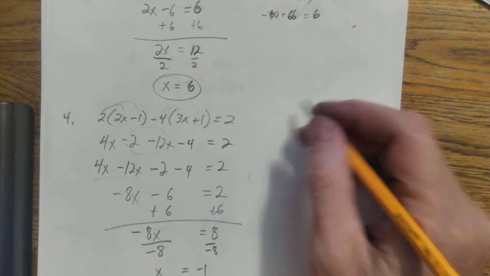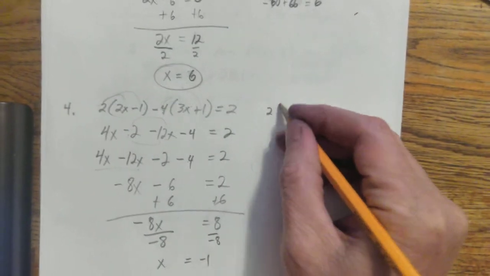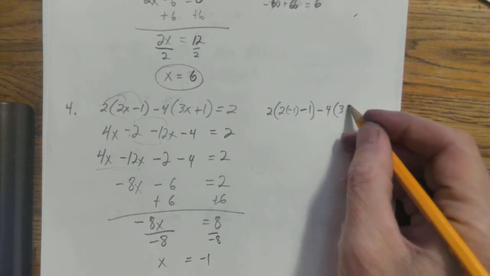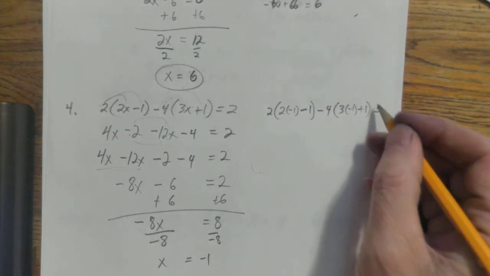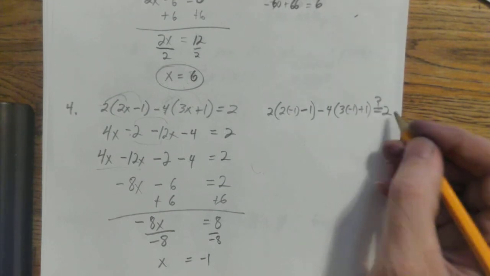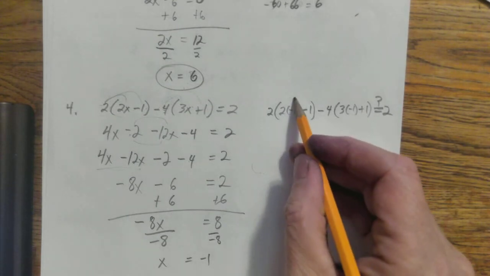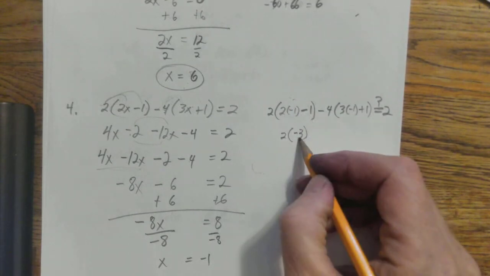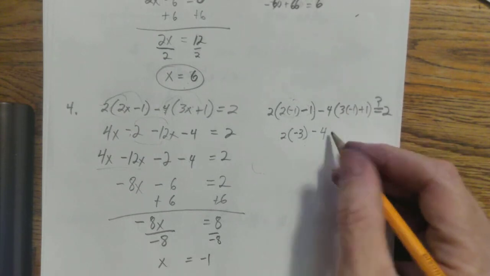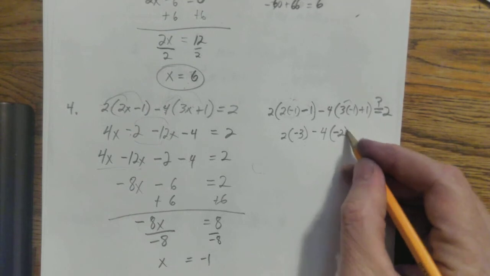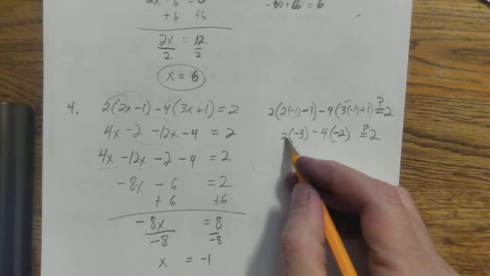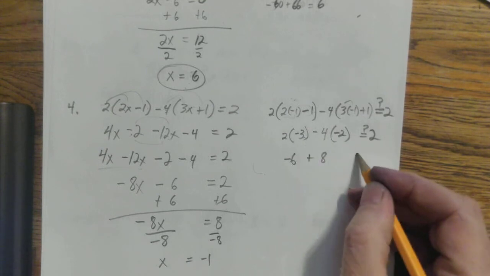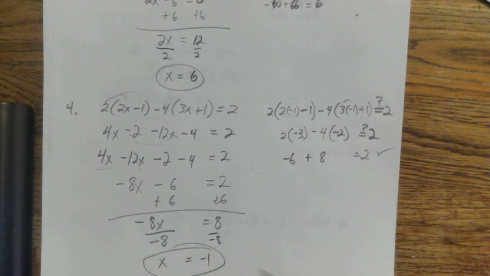I better check after that last problem. So I got 2 times negative 1 minus 1 minus 4 times 3 times negative 1 plus 1. And I write a question mark over the equals here. Does that equal 2? Alright, let's do parentheses. Negative 2 minus 1 is negative 3, right here. Negative 3 plus 1, that's negative 2. I'm still wondering if that equals 2. That's negative 6. And negative 4 times negative 2 is positive 8, and that does equal 2. That does check out, so I'm going to go with it there.